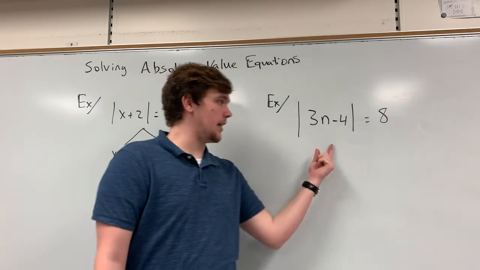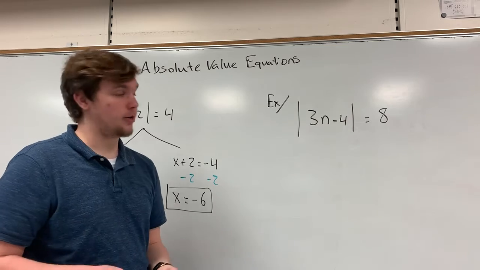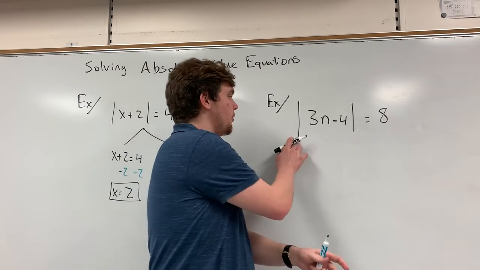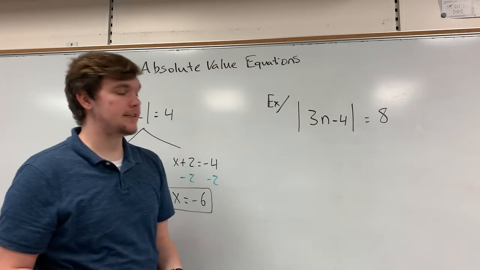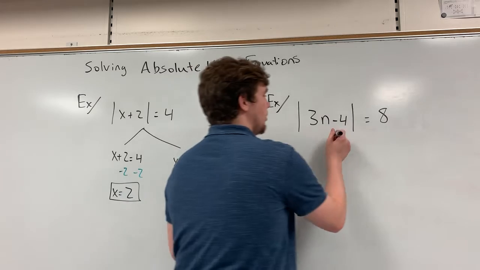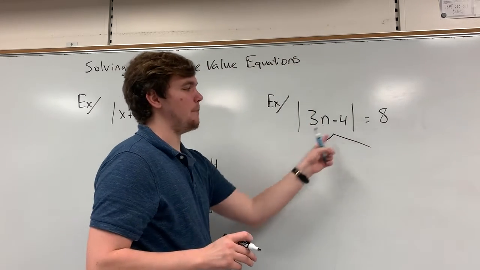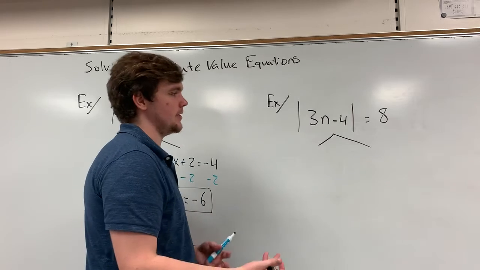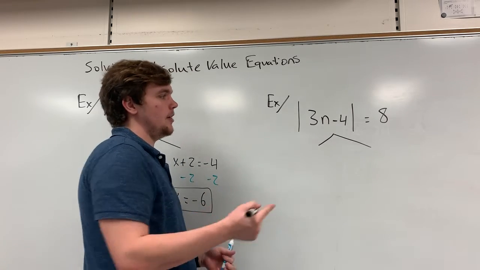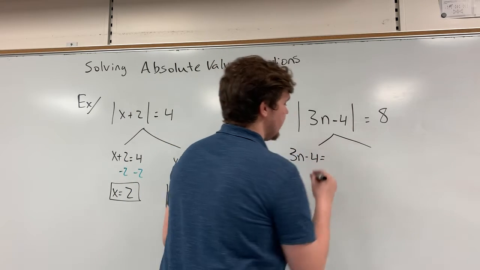Let's try this one over here and see how many we're going to get. Probably 2, but I'm not sure. The absolute value is completely by itself over here, so let's go ahead and split it up into two different equations. Sometimes I call this the mountain thing. I don't know why, it just looks like a mountain when I split it into two different equations. So one equation is going to be 3n minus 4, and that equals 8.